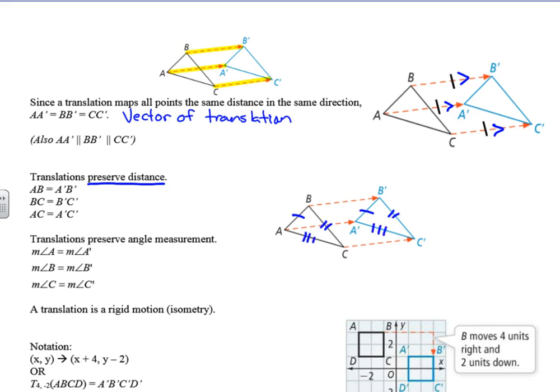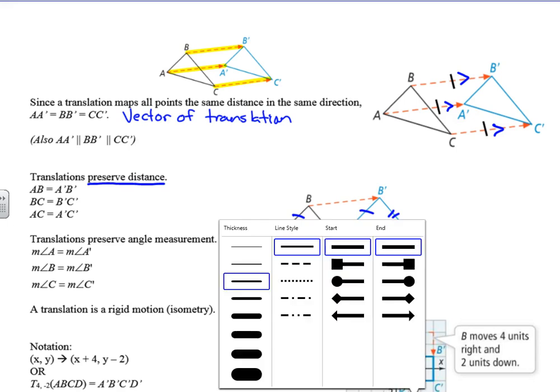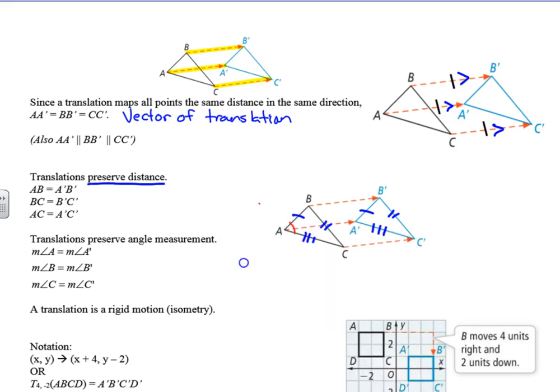So the pre-image goes exactly onto the image, and then in addition to that, we'll just use a different color here, red, for the angles. The angles are going to be congruent. So A and A prime, B and B prime, C and C prime. All of those angles are congruent.